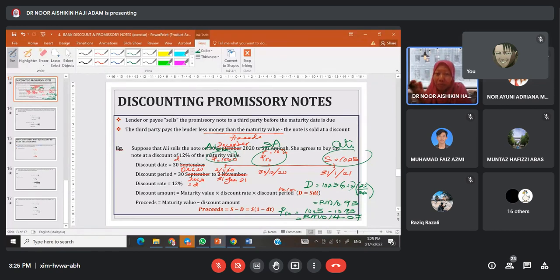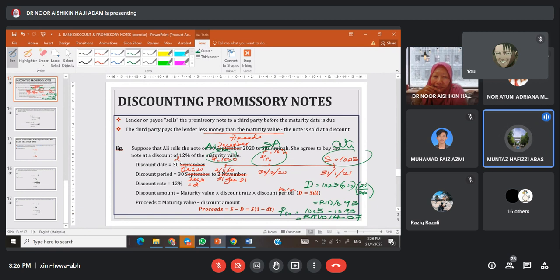Dia tak akan dapat RM1,025 sebab belum tempoh. Tak cukup sebulan kat situ kan. So dia dapat RM1,014.07. Tu pun sebab dah dikenakan charge 12% tu by Siti Aminah. Kalau Siti Aminah tak ambil diskaun, tak ada masalah lah. Dia boleh dapat 1025 from Siti Aminah. Tapi Siti Aminah collect RM10.93 daripada dia. Dari awal, ditolakkan dari awal, interest in advance. So dia cuma bagi balik balance tu, which is 1014.07.